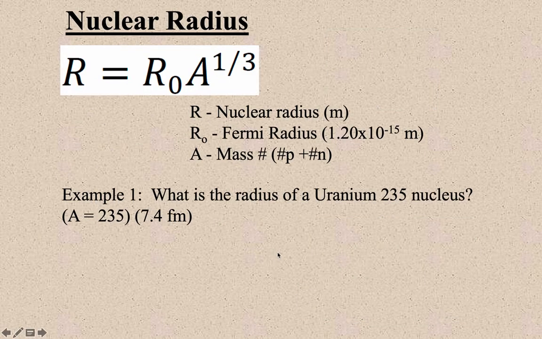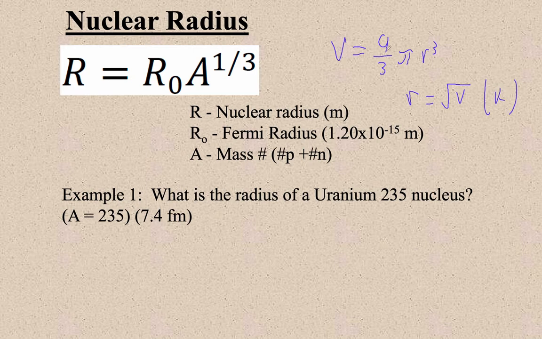Here's a real simple formula that lets us calculate the approximate nuclear radius. This is just based on the volume being 4/3 pi r cubed. So if we're solving for the radius, the radius is going to be the cube root of the volume times some constant, which has all these things in it. Sorry, so that's what's going on here.